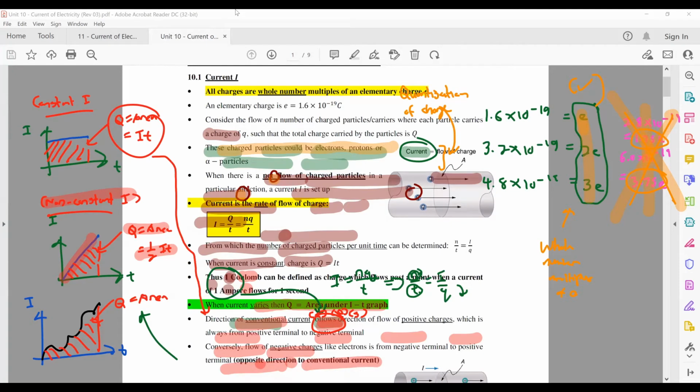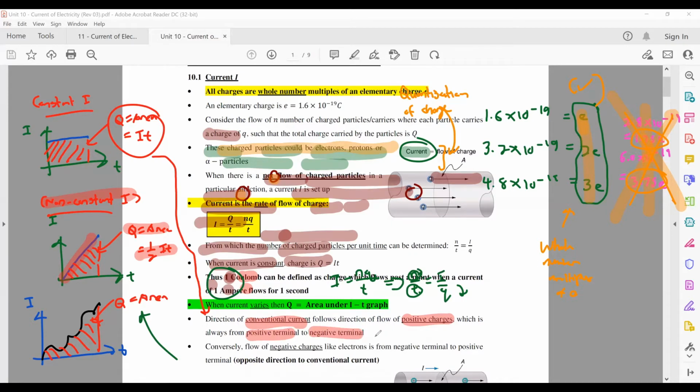Now we go to the direction of current flow. I'll clear everything here. When we say current flow in this chapter, the current flow that we're always talking about is conventional current. Conventional current always follows the direction of flow of positive charges. It's always from the positive terminal to the negative terminal.